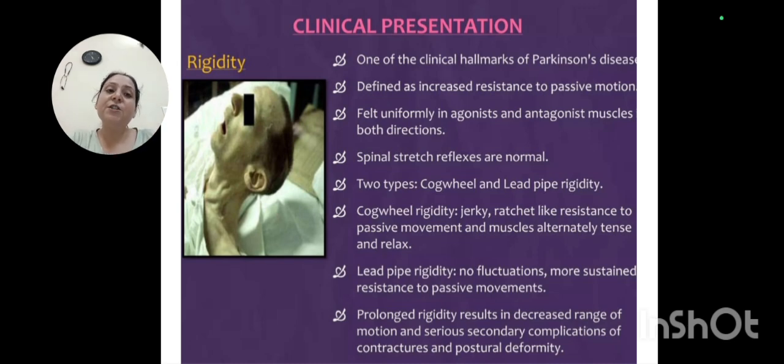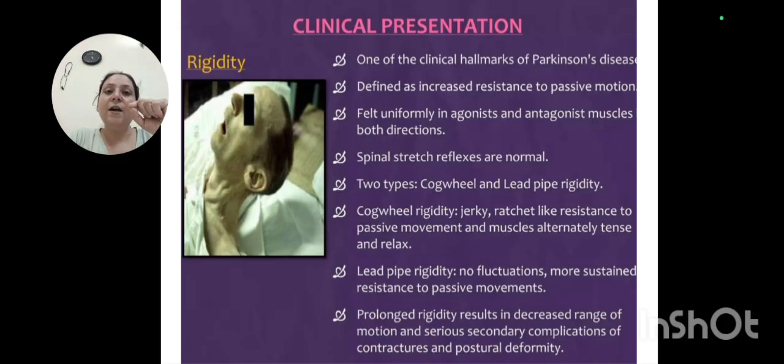Now if this rigidity is there for a long period of time, it decreases the range of motion of particular joints, and then contractures can develop, and postural deformity can happen. So you can see neck rigidity is very common, and this is a clinical hallmark of Parkinson's disease. Rigidity, that is increase in tone of agonist and antagonist.